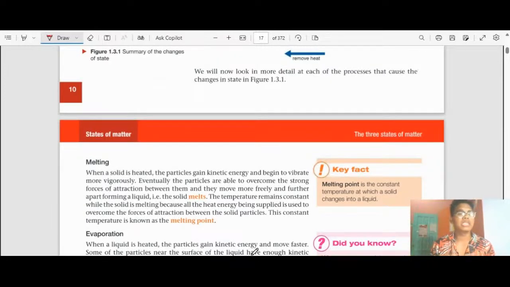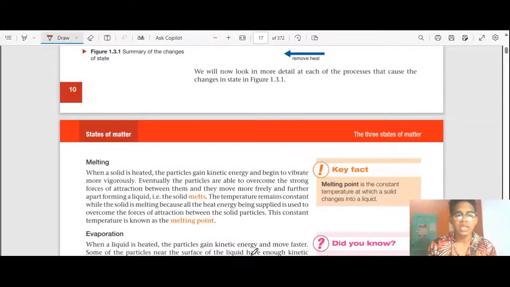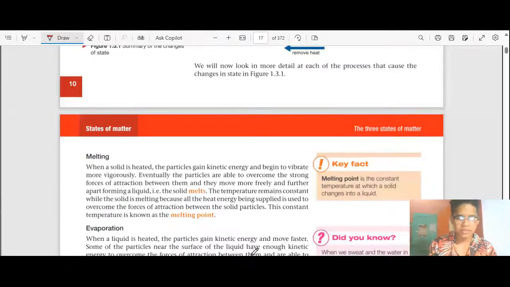So, still on the topic of states of matter, it says melting. When a solid is heated, the particles gain kinetic energy and begin to vibrate more vigorously. Eventually, the particles are able to overcome the strong forces of attraction between them, and they move more freely and further apart, forming a liquid, i.e., the solid melts. The temperature remains constant while the solid is melting because all the heat energy being supplied is used to overcome the forces of attraction between the solid particles. This constant temperature is known as the melting point. Every single solid has a melting point, and that is important to note.